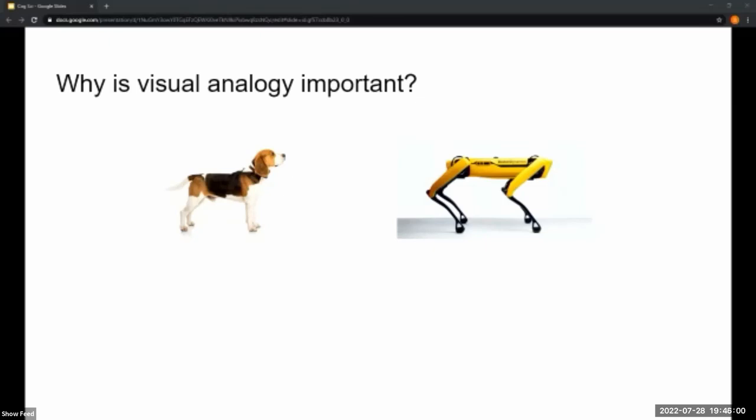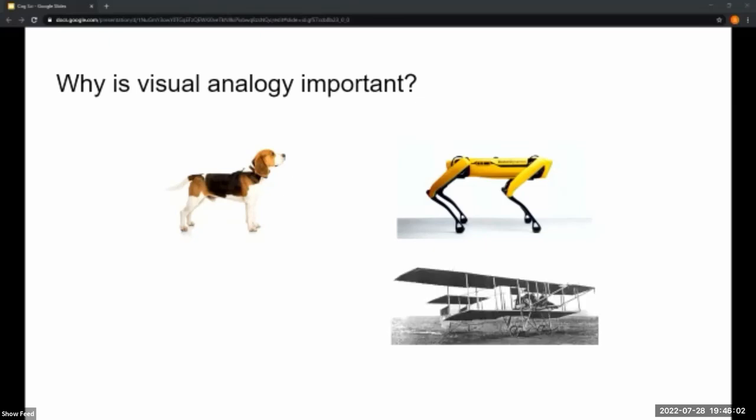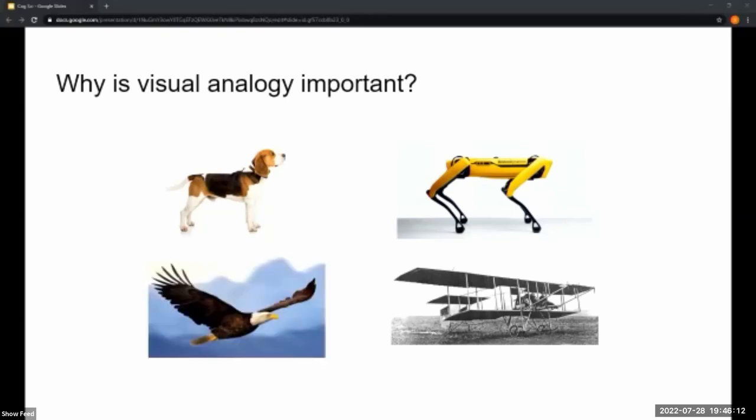Another example would be, imagine in the early 19th century, you first saw this huge giant machine with two wings, and how would you imagine that it can fly? You can probably make this analogy to a bird or eagle, which you are familiar with. And you would probably think that the wings help it to fly in the air.